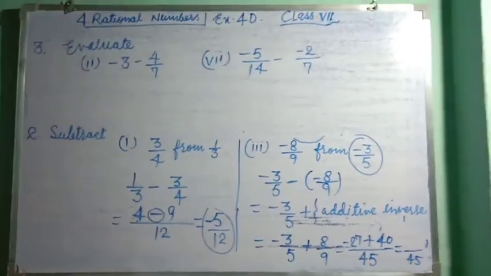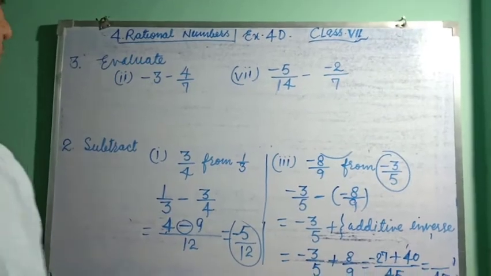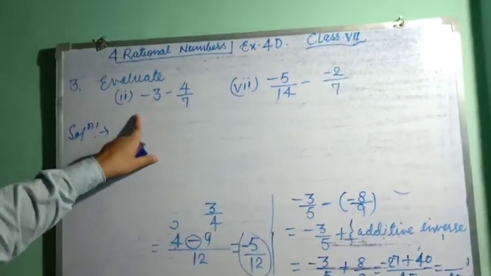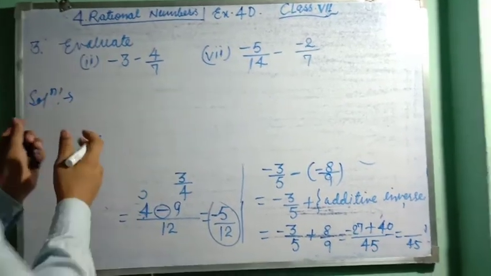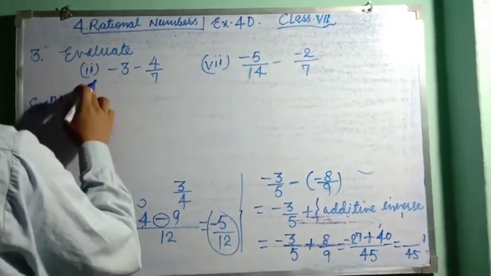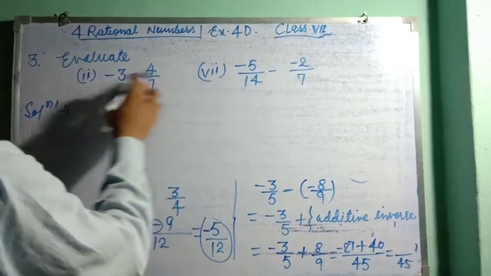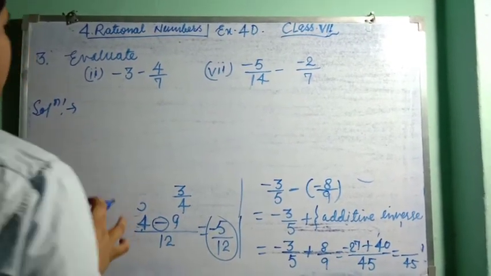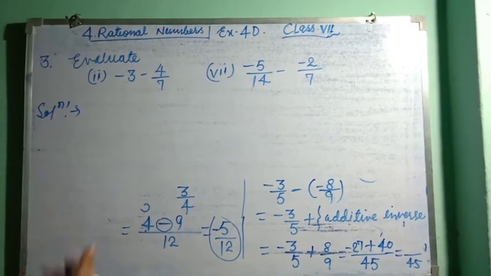Now next, see, friends, question number 3. Have a look. We have taken two sub-questions of question number 3, the second and the seventh. All questions are similar types of questions. Once we understand, we can easily solve the question.